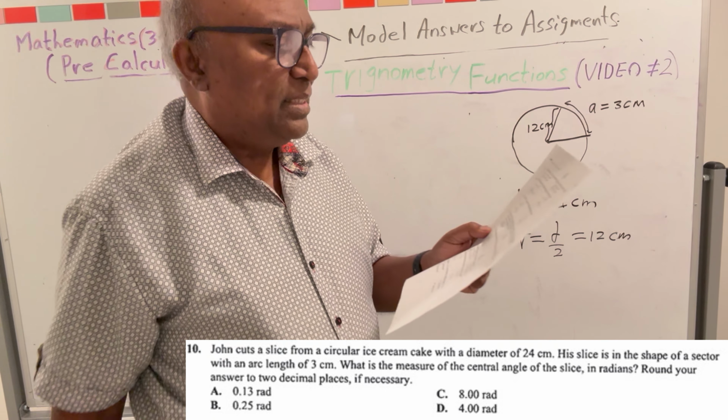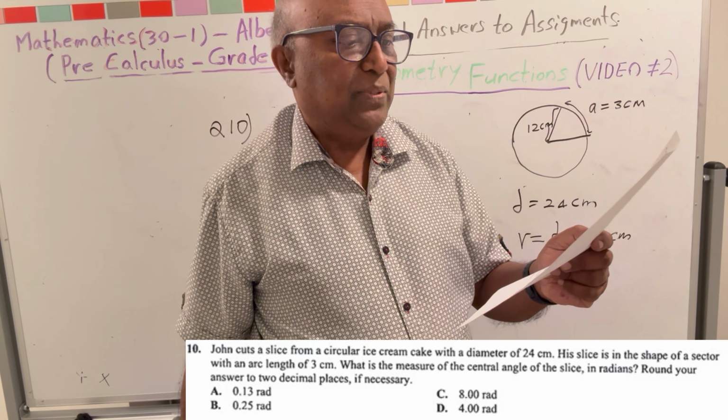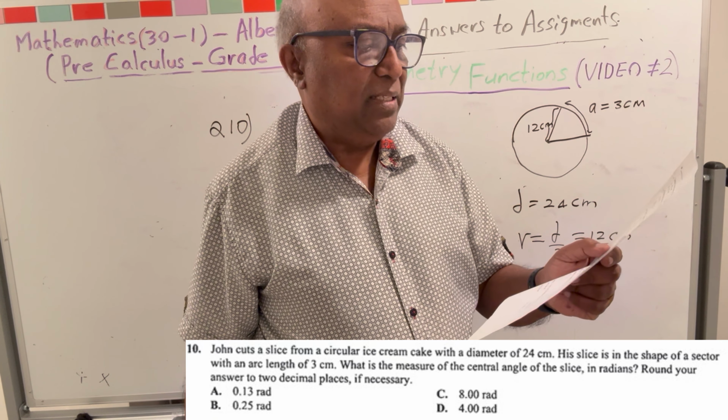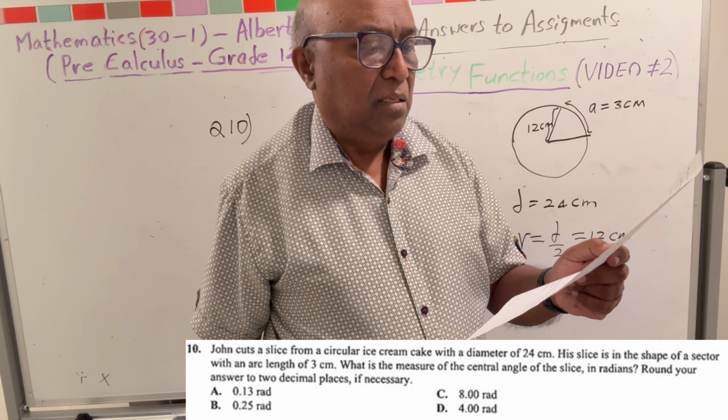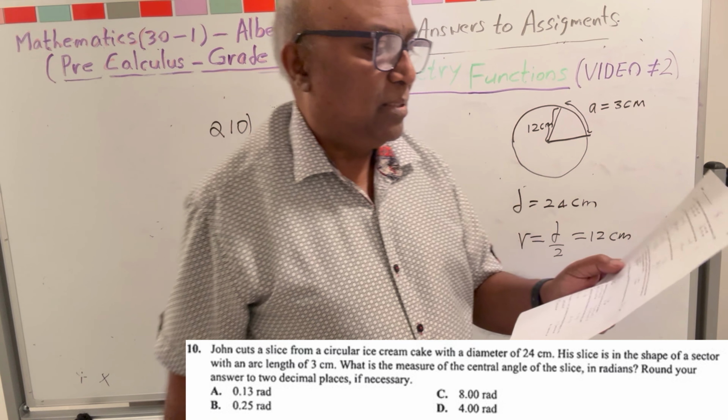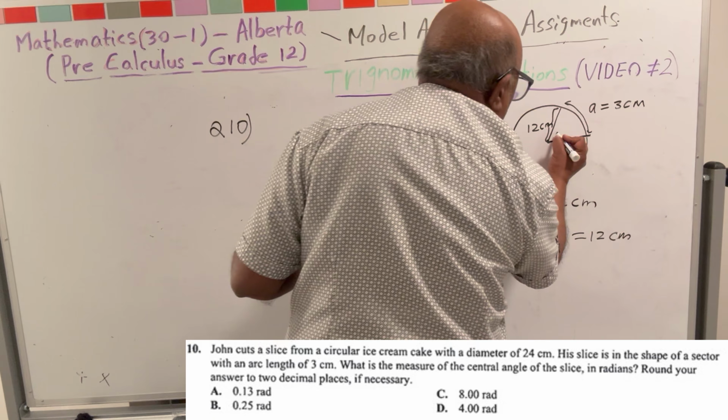What is the measure of the central angle? What is the measure of the central angle of the slice in radians? Round your answer to 2 decimal places. We have to find this one.